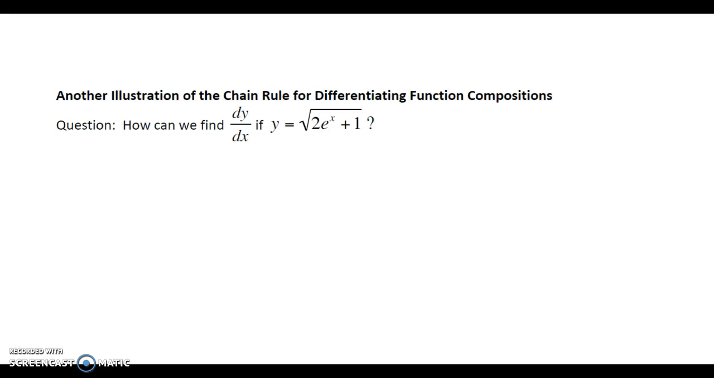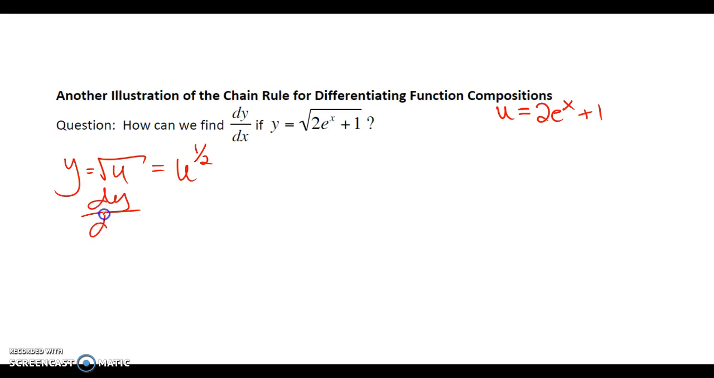All right? Let's look at this. How can we find dy dx if y is the square root of e to the 2x plus 1? Well, I'm going to say I'm going to call u 2e to the x plus 1. So y becomes the square root of u, which when I do square roots, I like to write them like that because it's easier for me to differentiate. So dy du is equal to 1/2 u to the minus 1/2, right? Du dx is equal to 2e to the x, right? Because the derivative of e to the x is just e to the x.